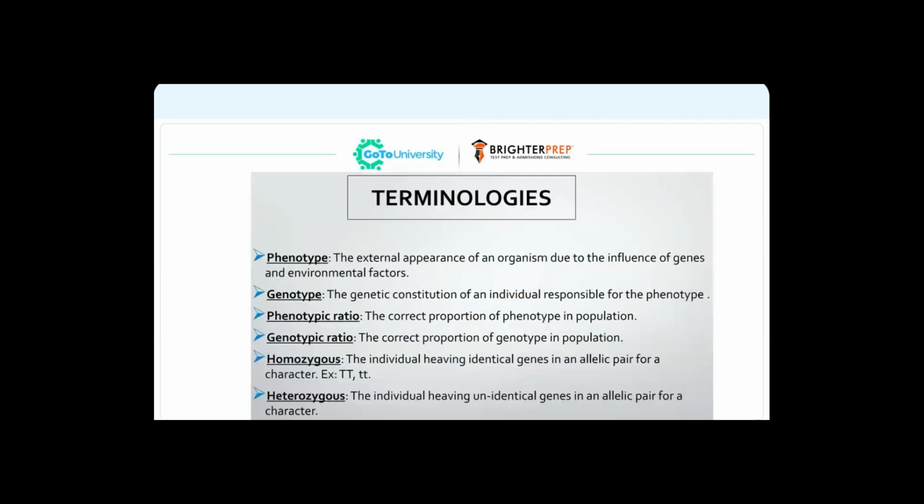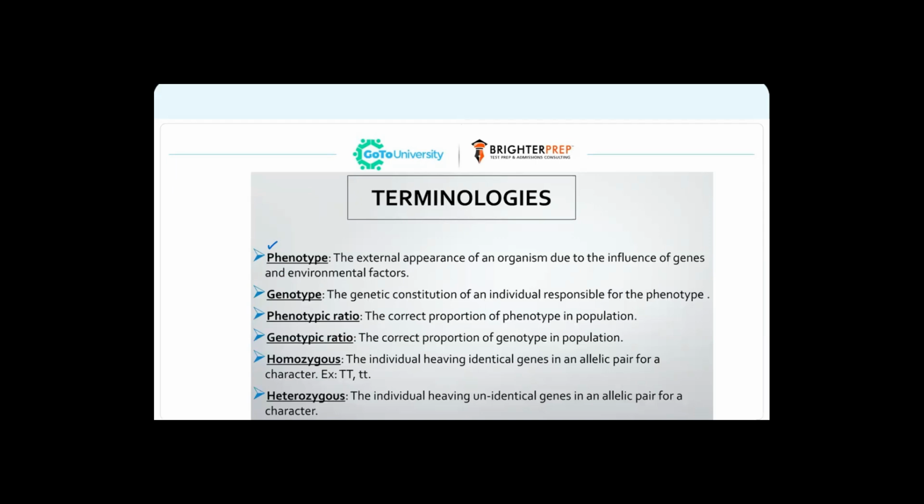So now let's move to some terminologies related to this chapter. First is phenotype. Phenotype is simply a character. For example, considering humans, the eye color, the hair texture, the skin color, the shape of our nose, or the skin texture, these are the characters we have, including any kind of diseases or abnormalities we may have.